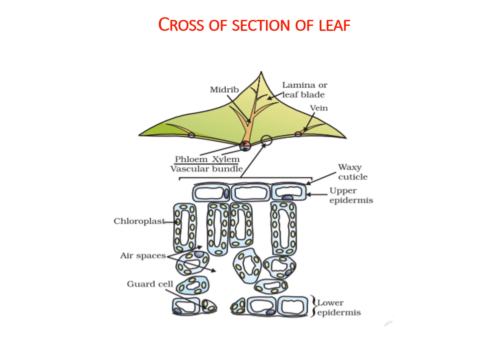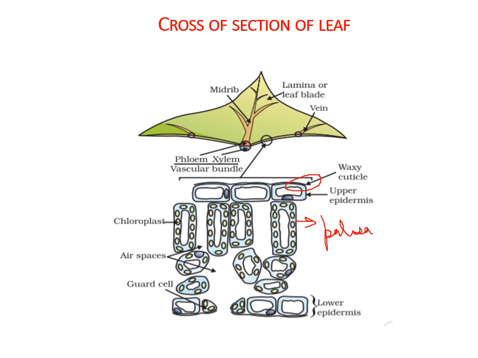Here we are seeing a cross section of a leaf. The uppermost layer is the cuticle. So here this layer is the cuticle. Below the cuticle layer, you have a layer of epidermal cells, which is called the upper epidermis. Below that, you have the palisade parenchyma. These are the palisade.